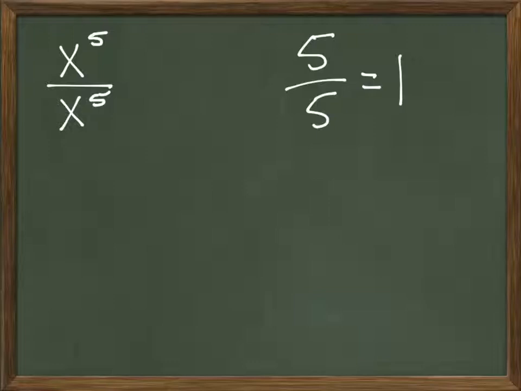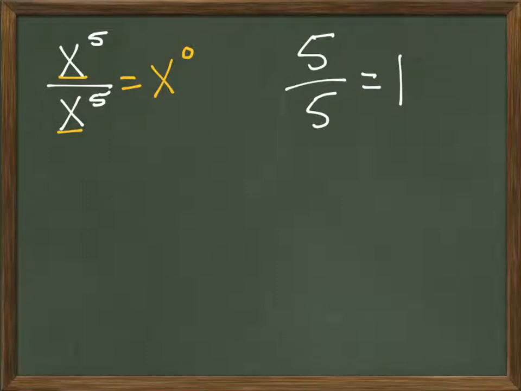Still not quite sure? Well, let's think of it this way. Remember that property of exponents we learned, where if I have the same base, so x is my base, and I'm dividing, that means I can subtract the exponents. So what's 5 minus 5? Well, that would be 0, right? So 5 minus 5 is x to the 0th power.